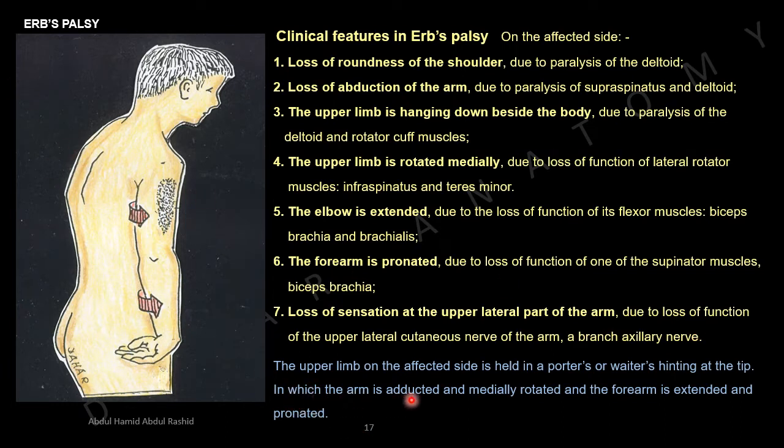The upper limb on the affected side is held in a porter's or waiter's tip position, in which the arm is adducted and medially rotated, and the forearm is extended and pronated.